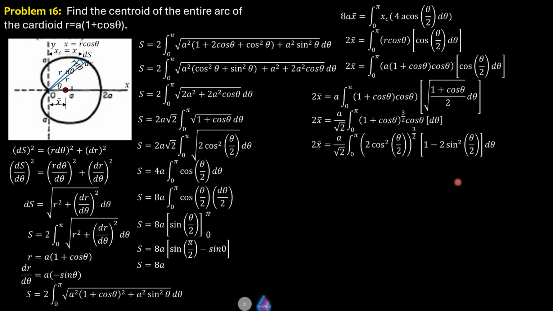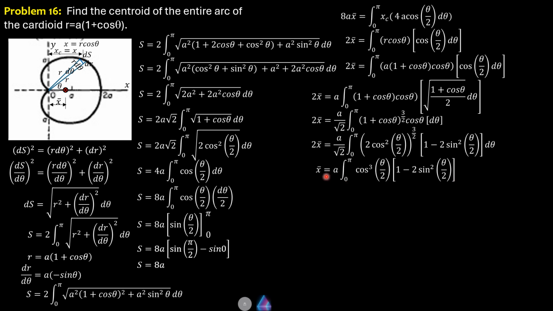So this is now 2 to the 3 halves, which is the same as 2 square root of 2. So we cancel square root of 2. Because we have 2 here, we also cancel 2. So this is now bar x in the left side equals a, then integral of cosine cube of theta over 2, then quantity 1 minus 2 sine square theta over 2 d theta.